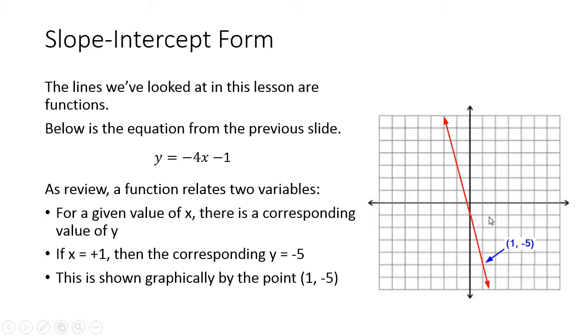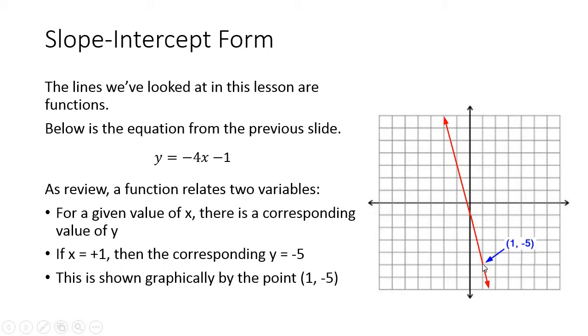So all of this down here below the x-axis are negative y values. All above the x-axis are positive y values. All to the right of the y-axis are positive x values. All to the left of the y-axis are negative x values.